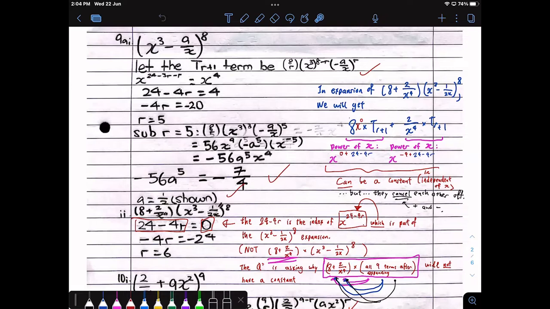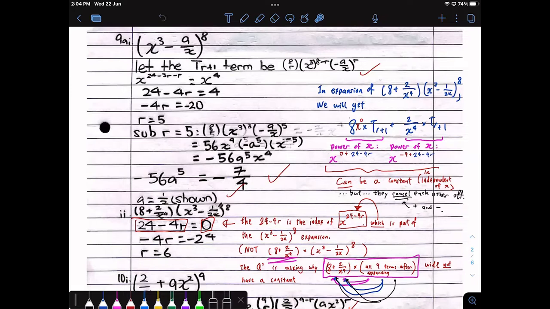Found it. Okay. So question 9, we are asking you, given that the coefficient of x power 4 in the expansion of x cubed minus a over x power 8 is -7 over 4, show that a is equal to half. Okay, you got this part. But for part 2, explain why there is no term independent of x in the expansion.